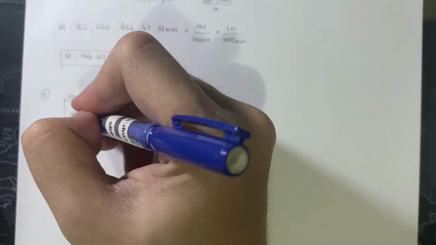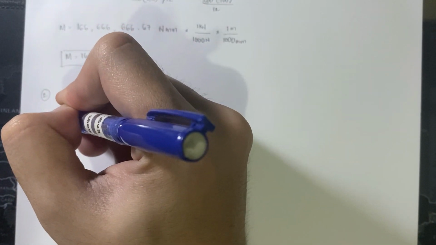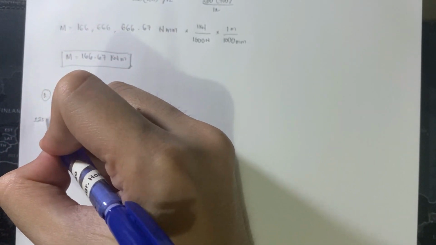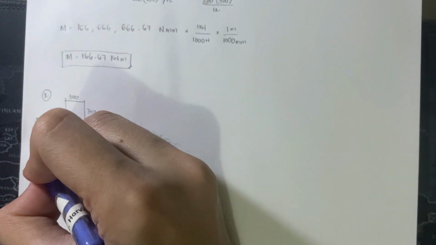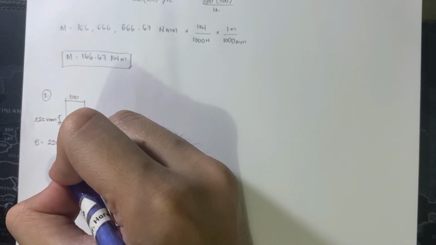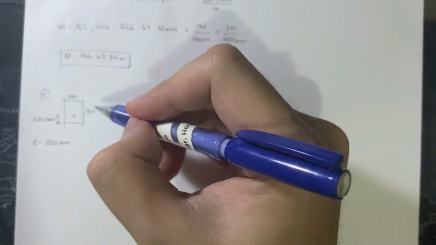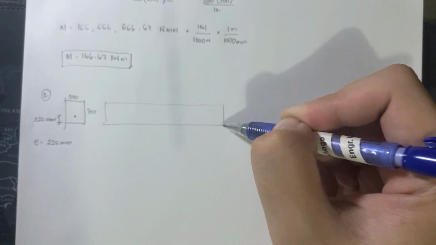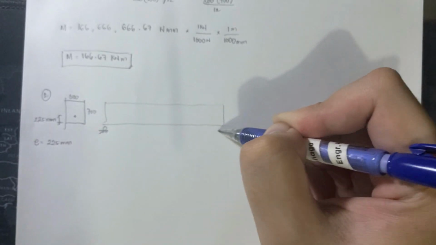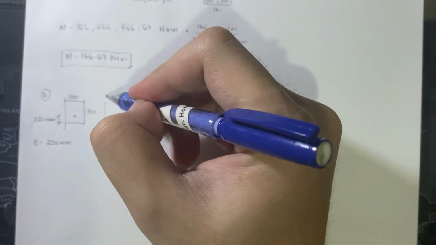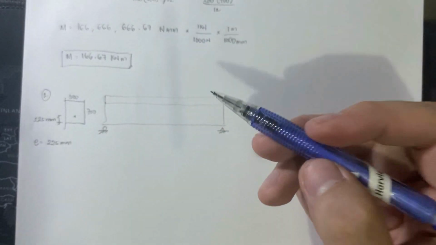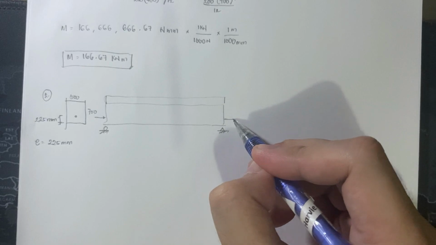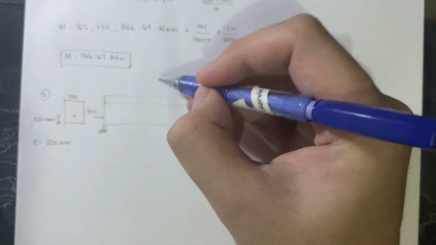Number 2. So meron daw tayong beam that is 500 by 750 mm. And yung tendons daw natin is located 225 mm from the bottom. So say simply supported yan. Tapos meron tayong uniformly distributed load. So yan yung pre-stressing force natin.